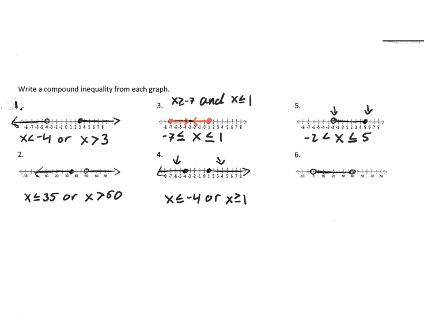Last one, this is an and, right? We have to be between. So we say x is between 0 and 40, and we're going to have less thans for each of these because we have open circles on either end, no equals to.